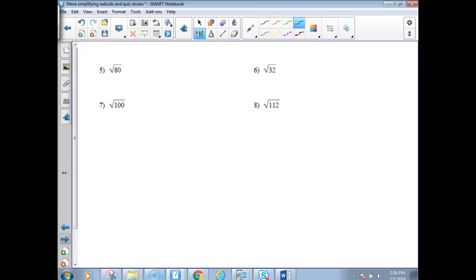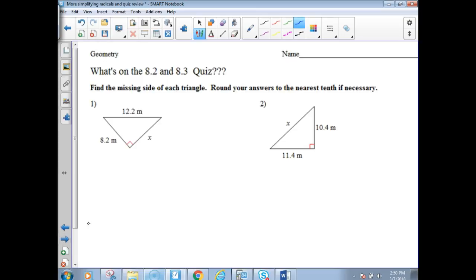All right, let's go to your worksheet. I don't have any like this on the quiz. Okay, so the first thing up was the first thing we did in the chapter, the Pythagorean theorem. So that's leg squared plus leg squared equals hypotenuse squared. So we should be looking at this and saying, I know which one's the hypotenuse. It's the longest. That's the hypotenuse. Okay, so we're going to do x squared plus 8.2 squared equals 12.2 squared.